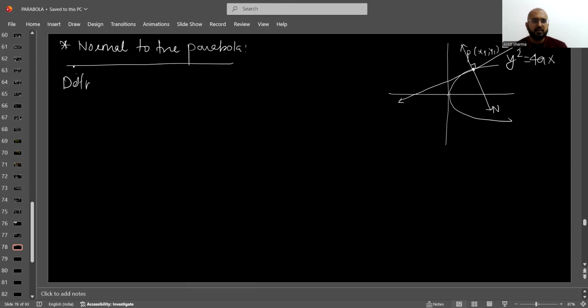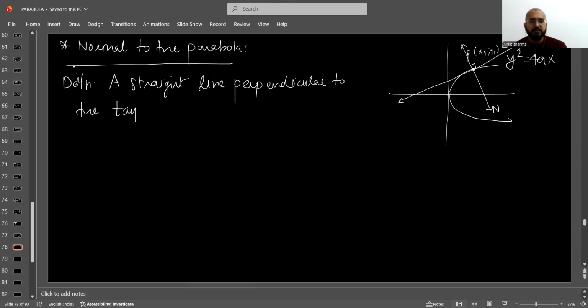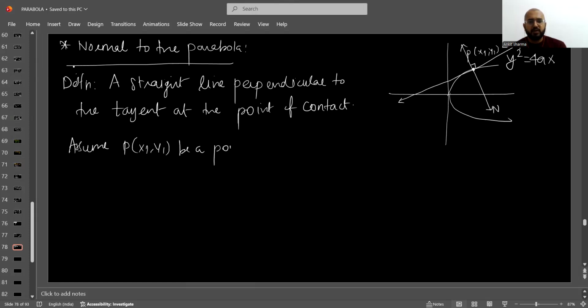The definition is a straight line perpendicular to the tangent at the point of contact. Now here in this case, you can assume a point. So assume P(x1, y1) be a point on the parabola y square is equal to 4ax.